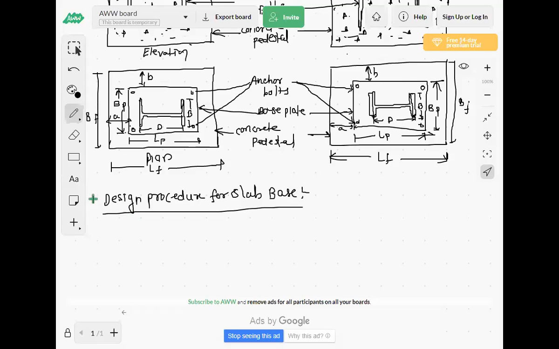So we will see the design procedure of the slab base first. Write down now, step 1. We will see the procedure and we will solve. We have to solve two problems, one each on slab base and gusseted base. There are two types of column base, slab base and gusseted base. We will see the design procedure of slab base and then gusseted base, and we will solve one example on each.